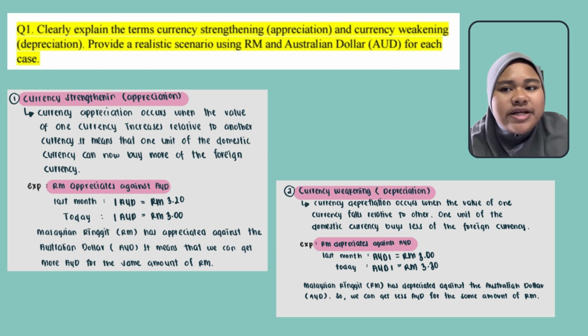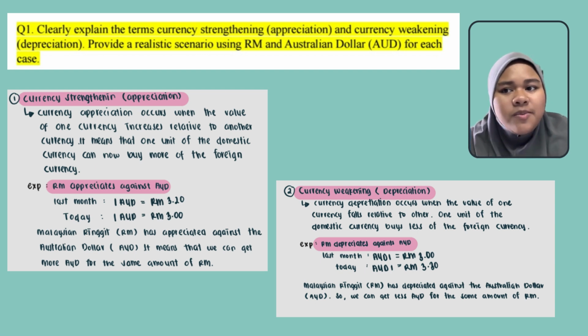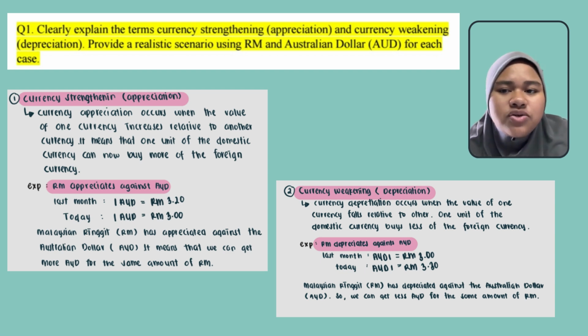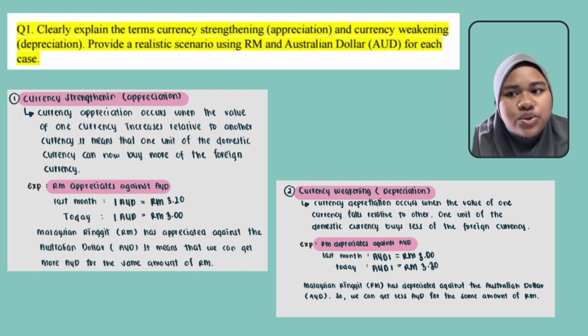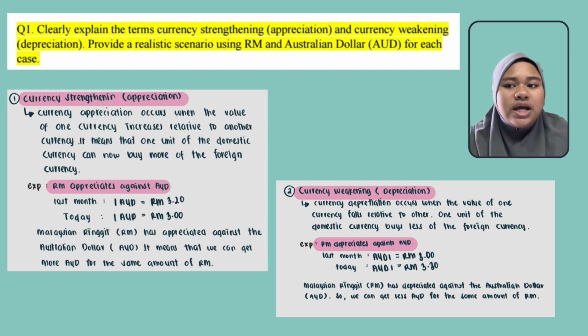Let's use the Malaysian Ringgit (RM) and the Australian Dollar (AUD) as an example. Suppose the exchange rate goes from 3 ringgit 20 cents per 1 Australian dollar to 3 ringgit per 1 Australian dollar. This means the ringgit has appreciated. Why? Because Malaysians now need fewer ringgit to buy 1 Australian dollar. It shows that the ringgit has become stronger. For Malaysians, this is beneficial when importing goods from Australia or traveling there, as they get more value for their money.